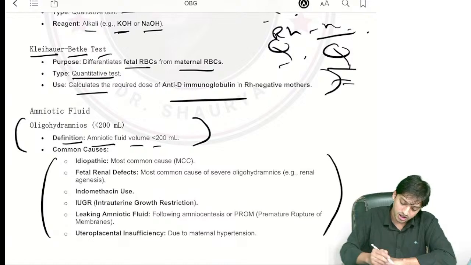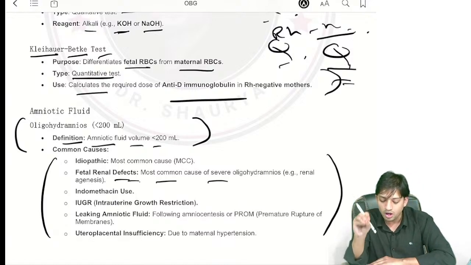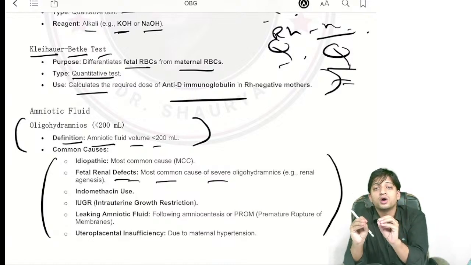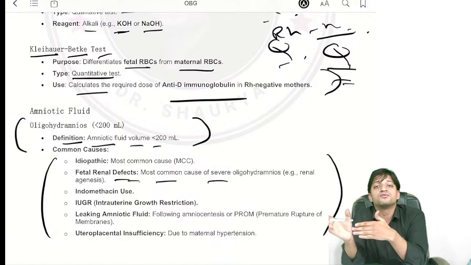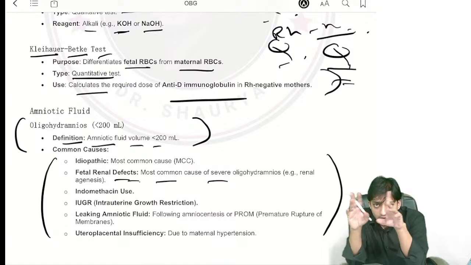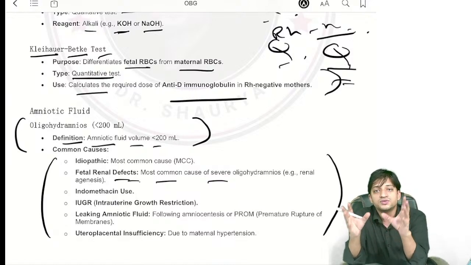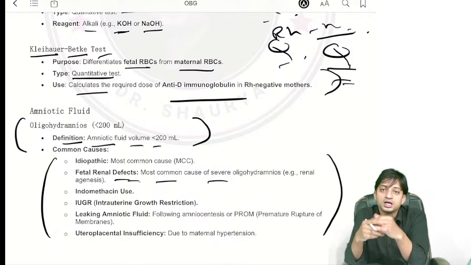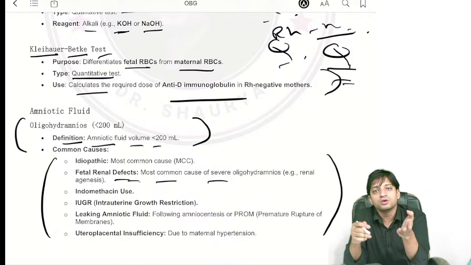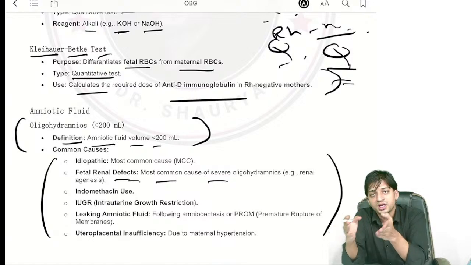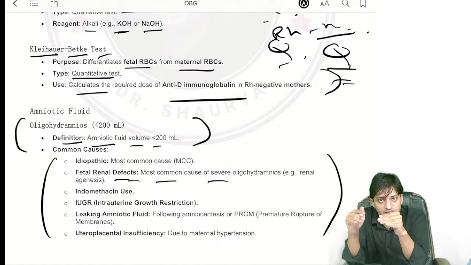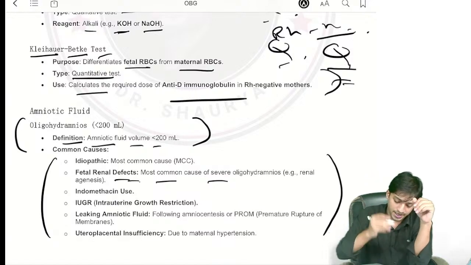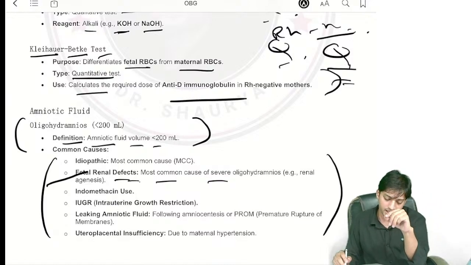Apart from that, fetal renal defects, right? They are the most common cause for severe oligohydramnios. We know that fetal urine forms a major component of the amniotic fluid, right? If there is fetal renal agenesis, what will happen? The fetus will not form urine, so the amniotic fluid will decrease severely in quantity, right? So this is fetal renal defects.